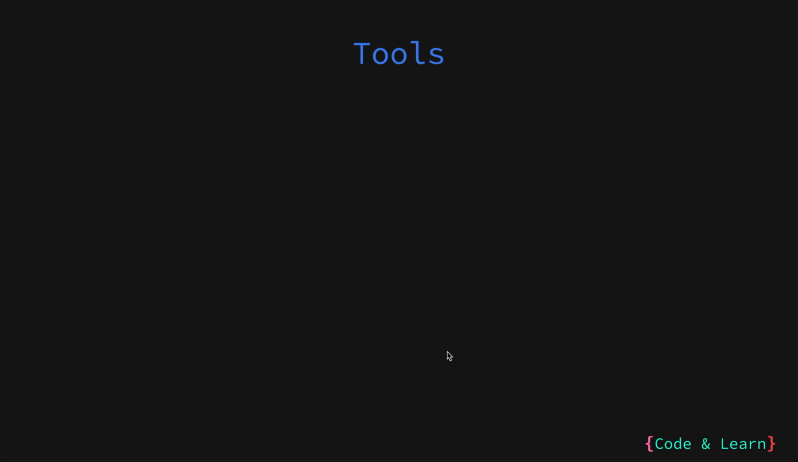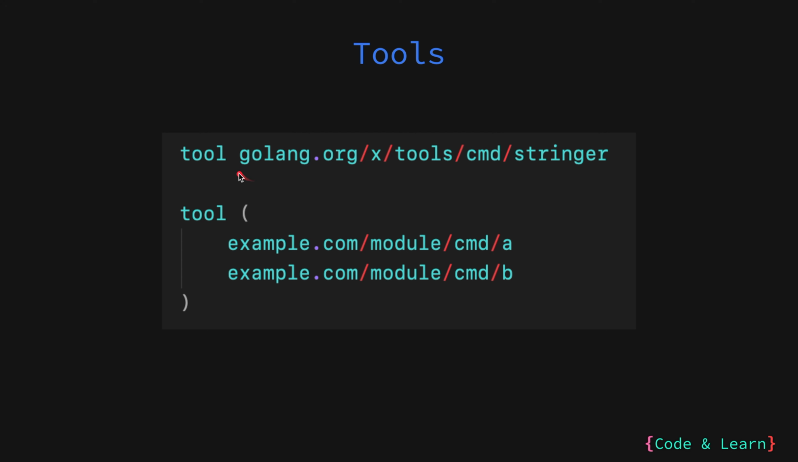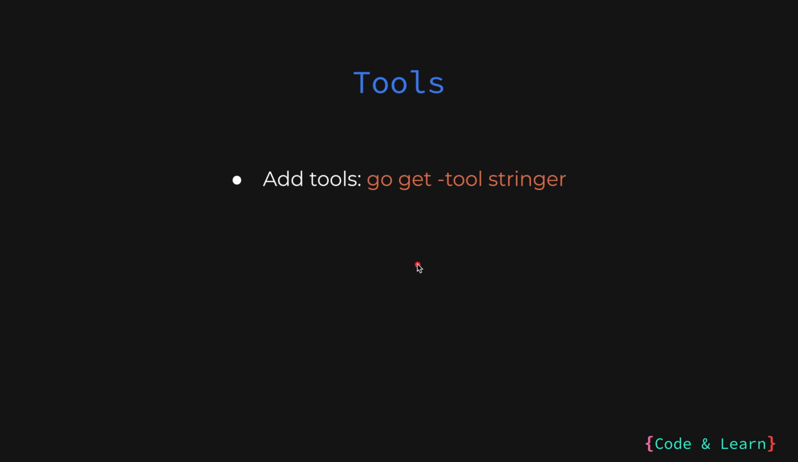Next we have tools. Starting with version 1.24, you can now add tool directives directly to your go.mod. So something like this, where we are adding a tool, stringer, using a tool directive in the go.mod directly. You can also add directives for multiple tools like we do for dependencies of the project. So these are some of the new commands that you can use. To add a tool, you can just do go get like you do with regular dependencies. But if you supply a -tool flag, it will add a tool directive to your go.mod file, similar to what you can do manually.